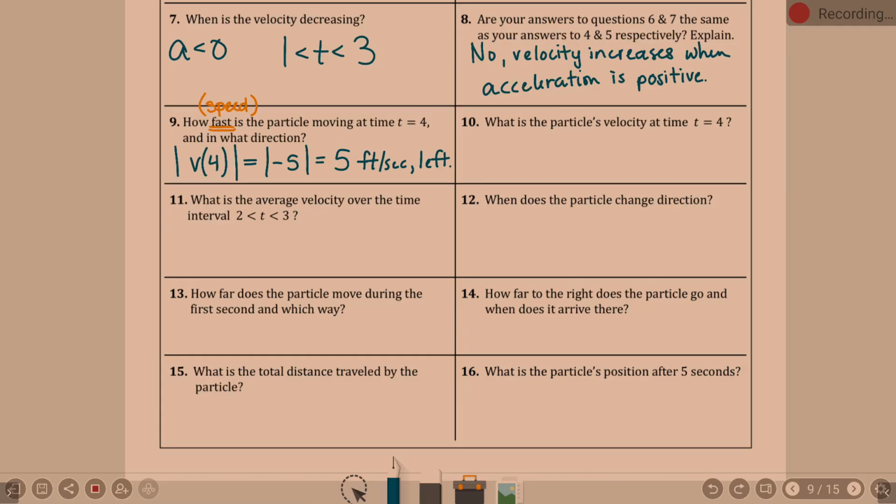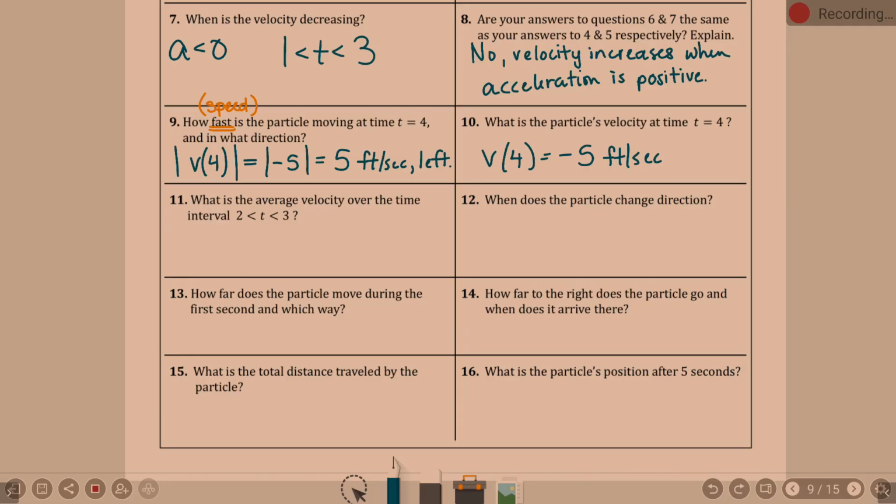For the next one? Yeah. I feel like these questions are backwards. What is that should have been asked in the opposite order. What is the particle's velocity at time t equals 4? Well, that's just asking, what is the velocity at 4? Find that point on the graph. And that is -5. And again, the negative indicates it's moving in a negative direction, so probably left.